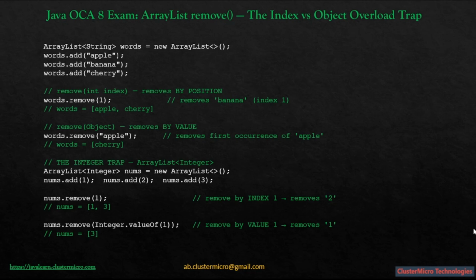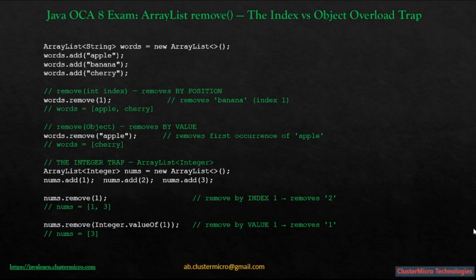For most typed ArrayLists, this is very straightforward. words.remove apple clearly passes a string, so Java uses the object overload and removes by value. But for an ArrayList of Integer, there is an ambiguity. When you write nums.remove 1, you are passing an int literal. So Java resolves this to the int overload, remove by index. It removes the element at position 1, which happens to be the value 2 in our example, not the value 1. So if you want to remove by value in an Integer list, you must force boxing: nums.remove Integer.valueOf 1.